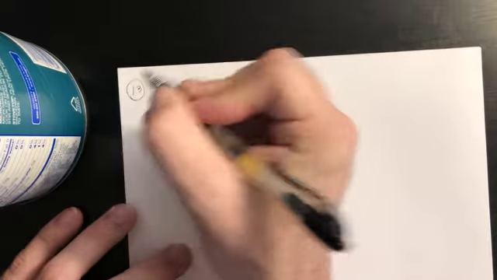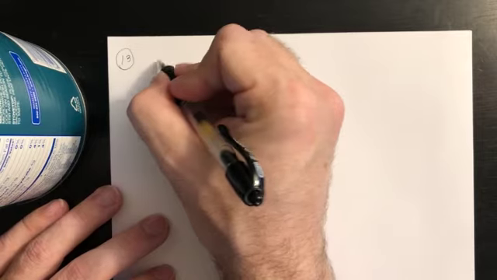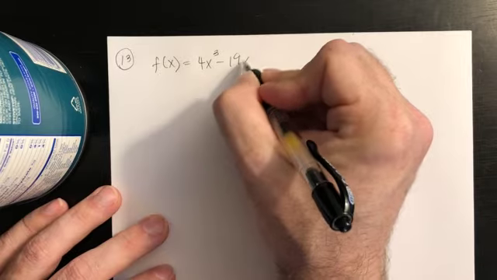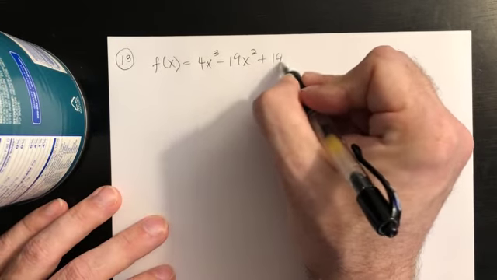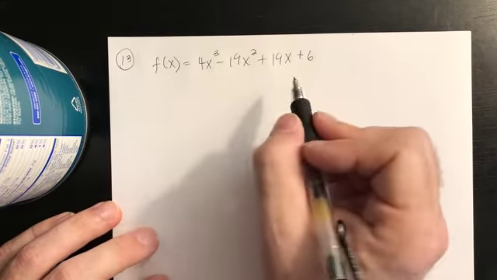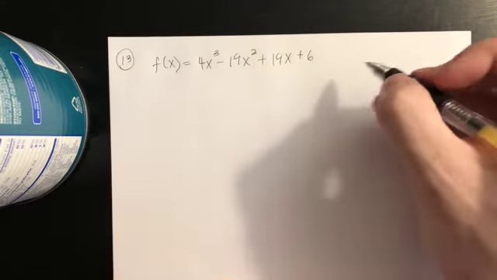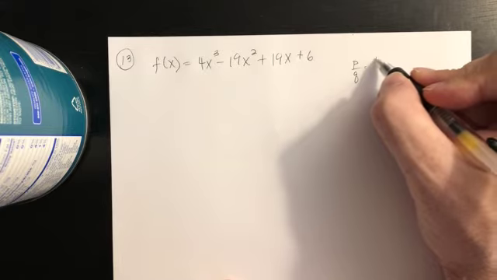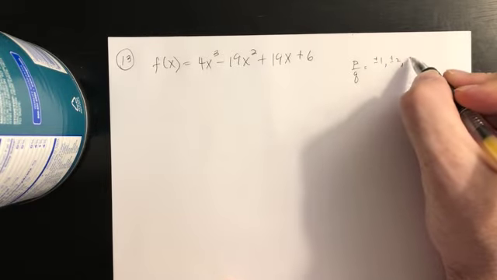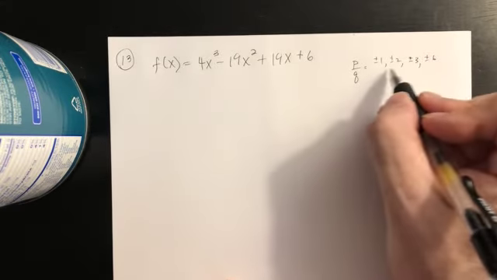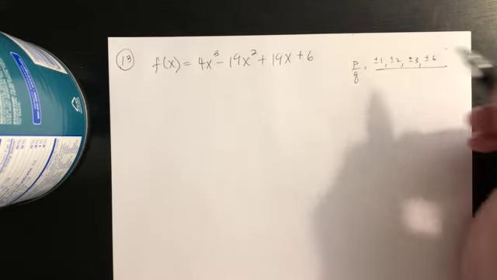Okay, number 13. We have f of x is 4x cubed minus 19x squared plus 19x plus 6. I'm going to screw that up again. And now we're going to guess a number, but let's narrow down our choices. So my p over q, let's see, p's would be 1, 2, 3, and 6. And it doesn't matter if you have these plus or minuses in front. Just know that it could be positive or negative, and you'll be fine.